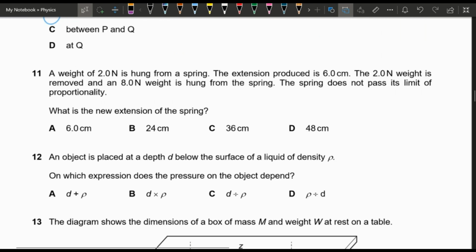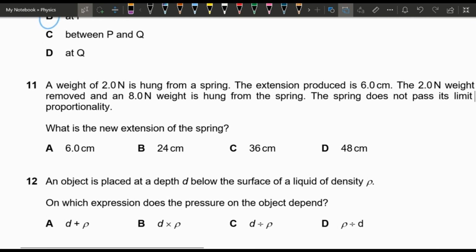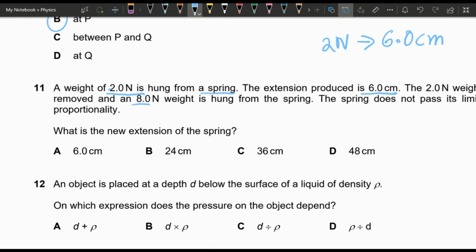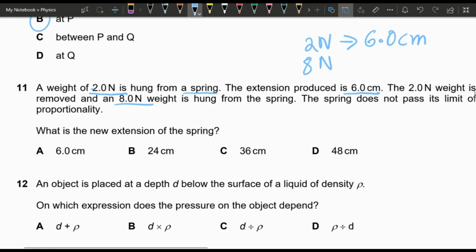Now question number 11. A weight of 2 Newton is hung from a spring. The extension produced is 6 centimeter. So for 2 Newton, the extension is 6 centimeter. The 2 Newton weight is removed and an 8 Newton weight is hung from the spring. The spring does not pass its limit of proportionality. What is the new extension? So this is pretty easy. This is just cross multiply, right?